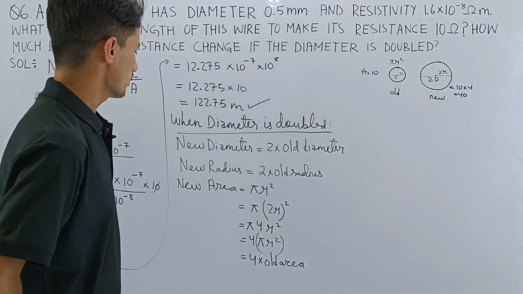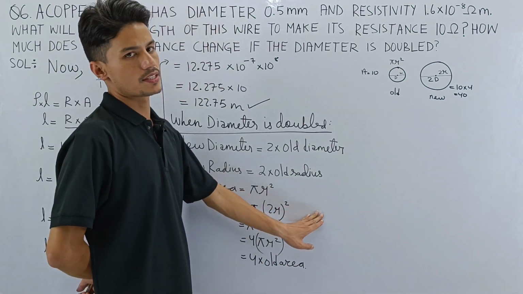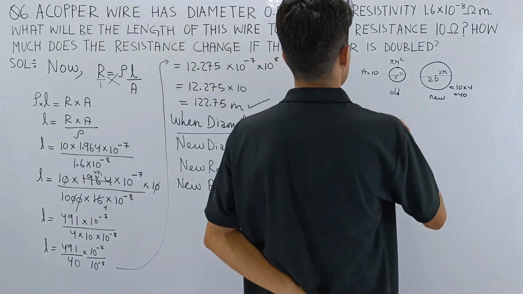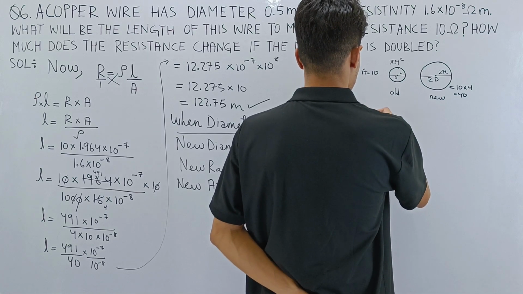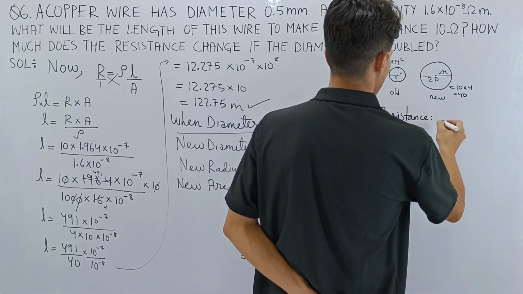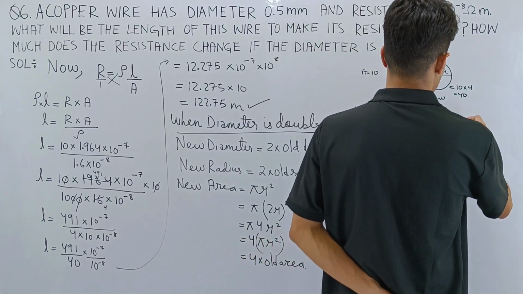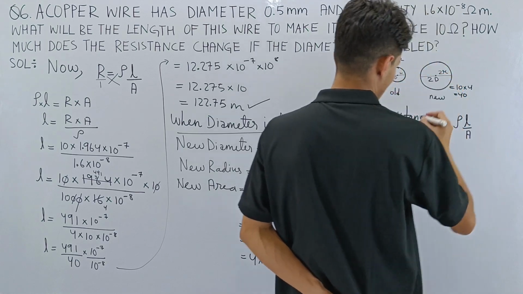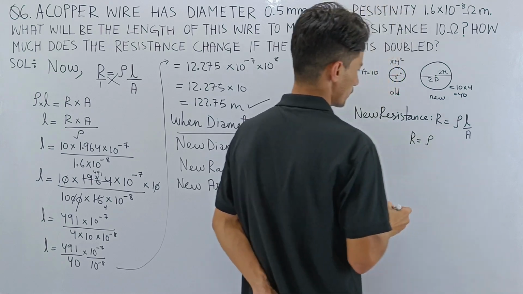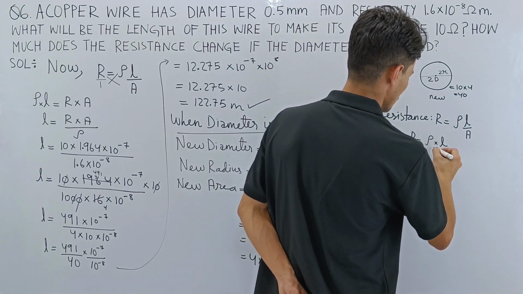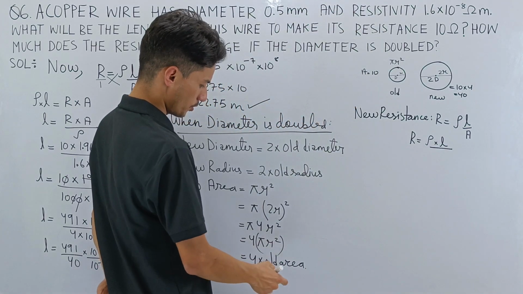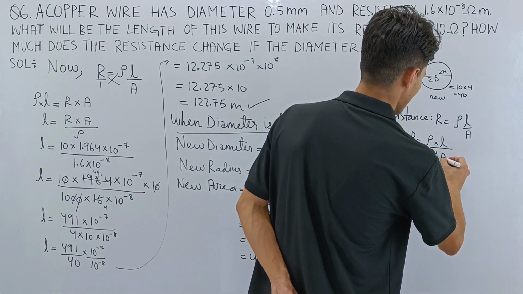So let us find the resistance and know how much resistance is affected, for which we'll use the same old formula of resistivity. So the new resistance: the formula is R is equal to rho L by A. Rho will be rho only, and L also, let it be L. Area is what we just got, it is 4 times the old area, 4A.